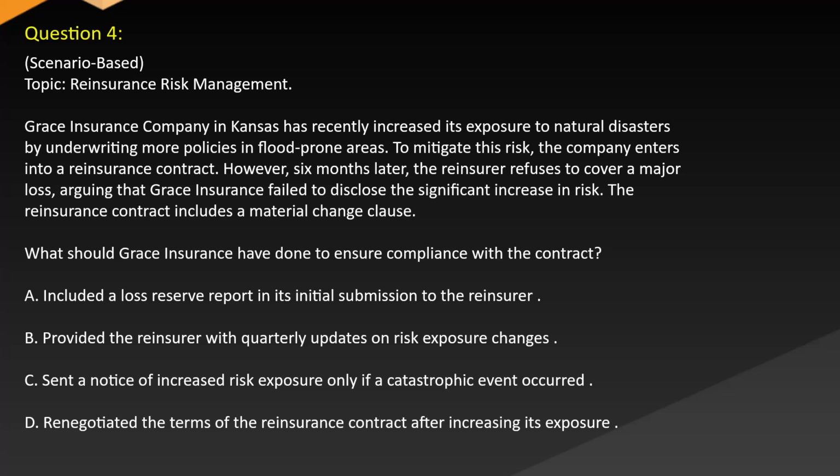What should Grace Insurance have done to ensure compliance with the contract? A. Included a loss reserve report in its initial submission to the reinsurer. B. Provided the reinsurer with quarterly updates on risk exposure changes. C. Sent a notice of increased risk exposure only if a catastrophic event occurred. D. Renegotiated the terms of the reinsurance contract after increasing its exposure.